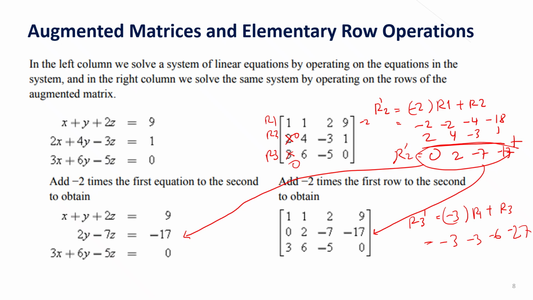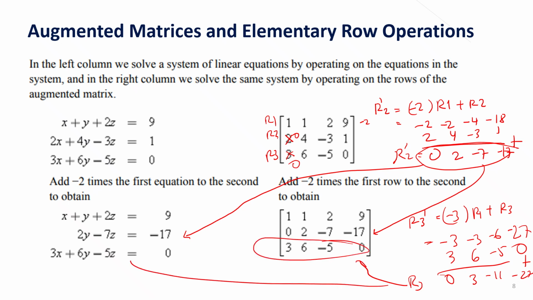And then you will plus it with the 3 6 minus 5 0, plus, this becomes 0, and this becomes 3, and this becomes minus 11, and then minus 27. Okay, we can see this result, row 3, it will replace this row 3 here. You can see it in the next slide.